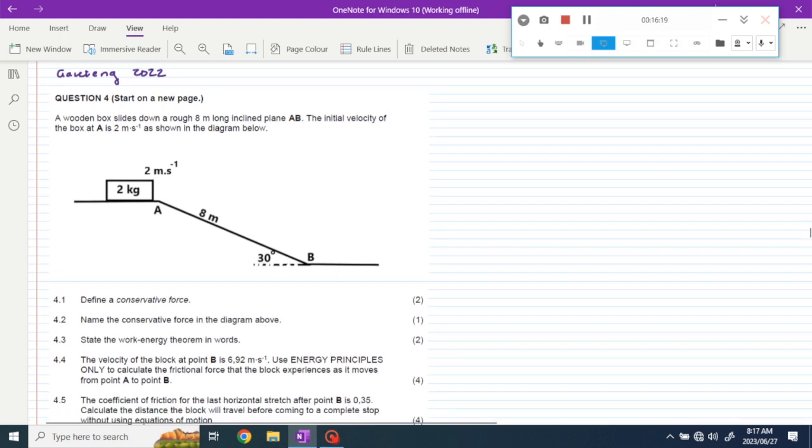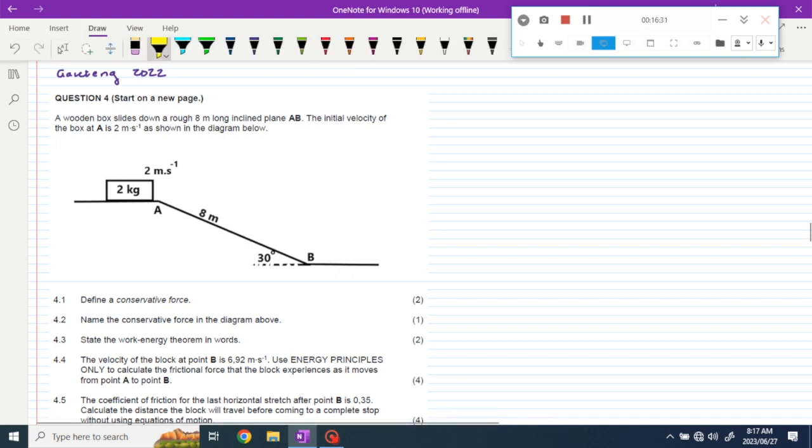Okay, so in this question, question number 4 from your content paper, they say we have a wooden box, and this wooden box slides down a rough 8-meter long inclined plane AB. The word rough, what does it imply? Friction. Okay, so nothing's there for nothing. We don't just use words to decorate the page. It's actually there to tell you we're going to have friction.